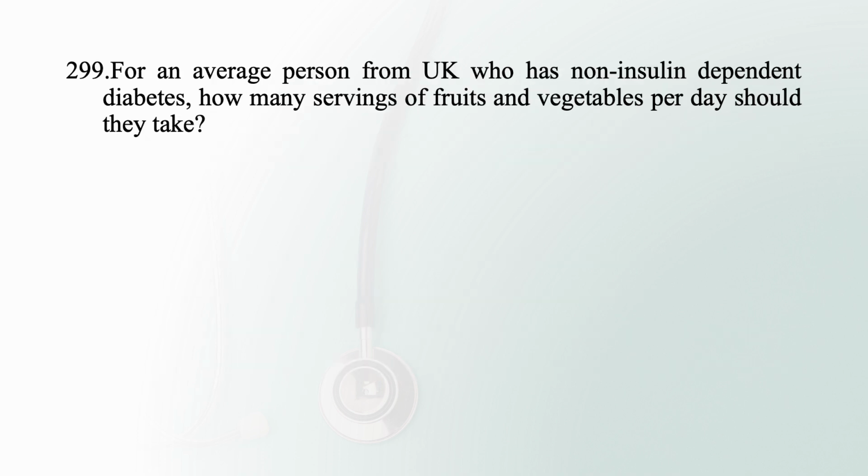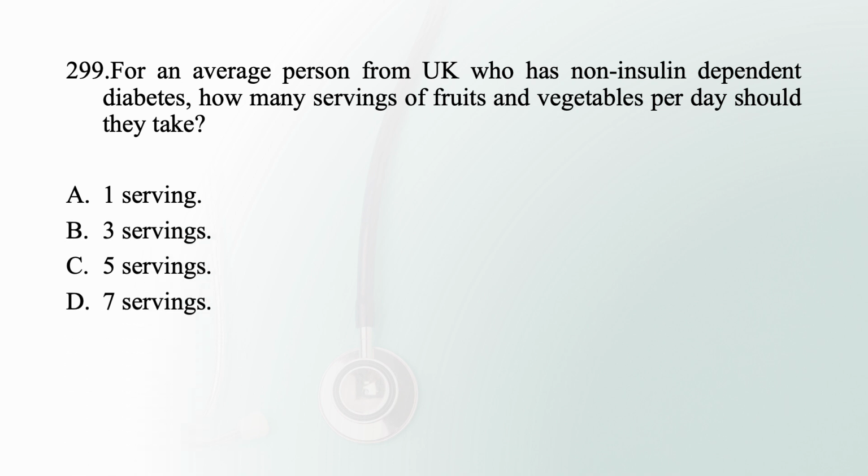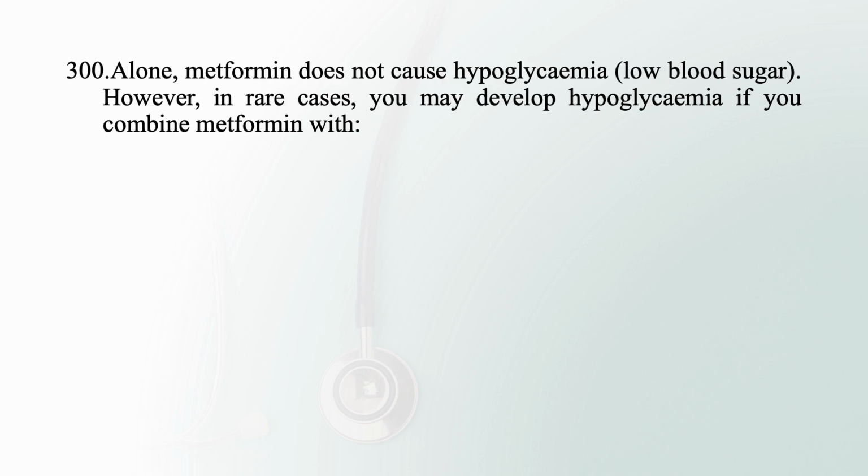Question number 299. For an average person from UK who has non-insulin dependent diabetes, how many servings of fruits and vegetables per day should they take? Option A, 1 serving. Option B, 3 servings. Option C, 5 servings. Option D, 7 servings. The correct answer is option C, 5 servings.